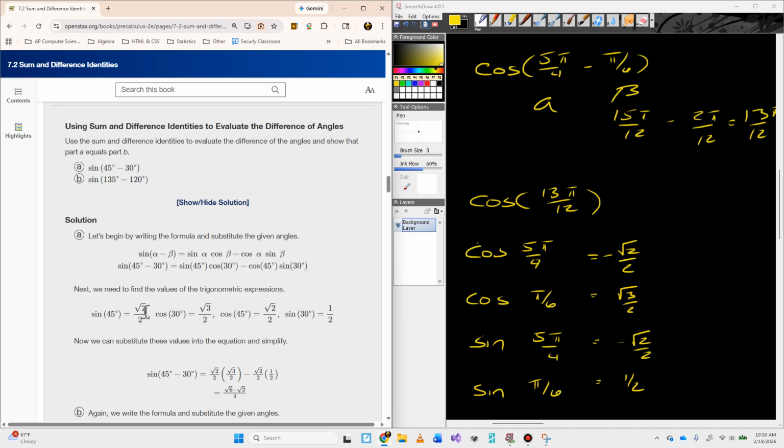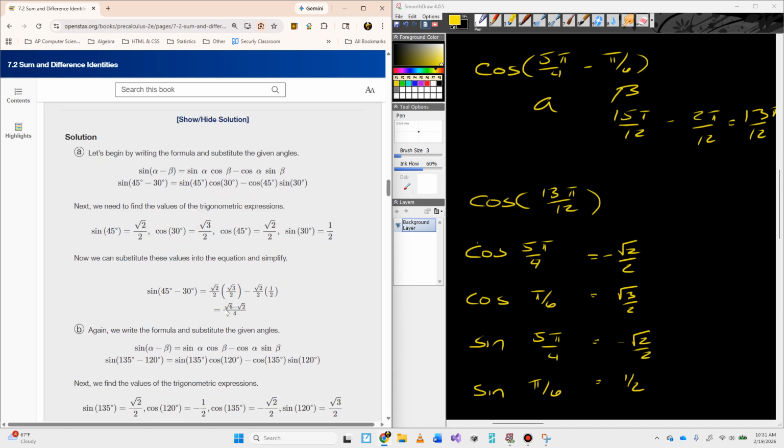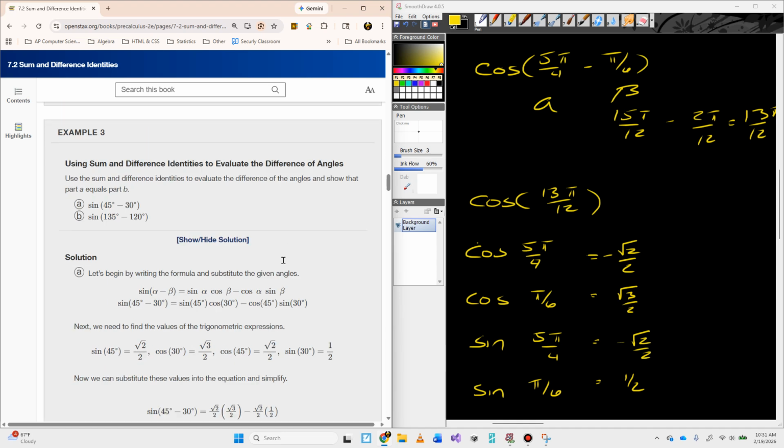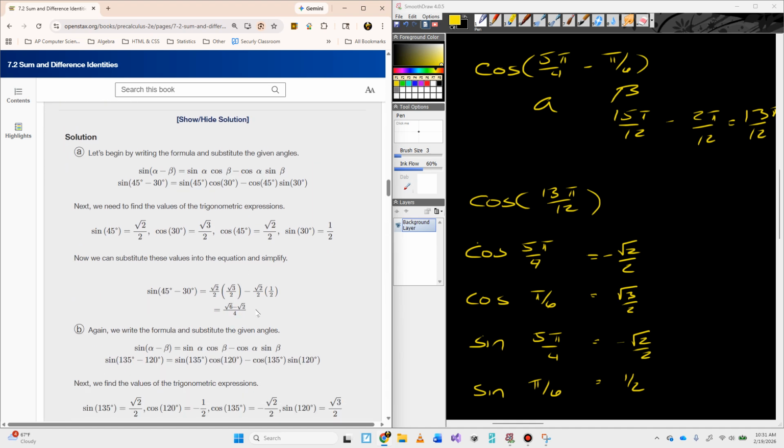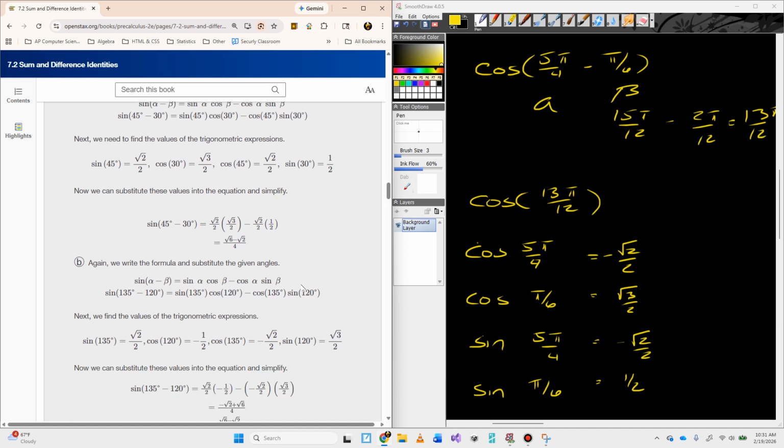The sine of 45 is square root of 2 over 2. Cosine of 30 is square root of 3 over 2. I'm doing the same thing here on my tablet. Cosine of 45 is square root of 2 over 2, and sine of 30 is 1/2. I plug them into the formula. That's what you see right here. Things are being plugged into this formula. Then I simply simplify everything, and I'm left with the square root of 6 minus the square root of 2, all divided by 4.